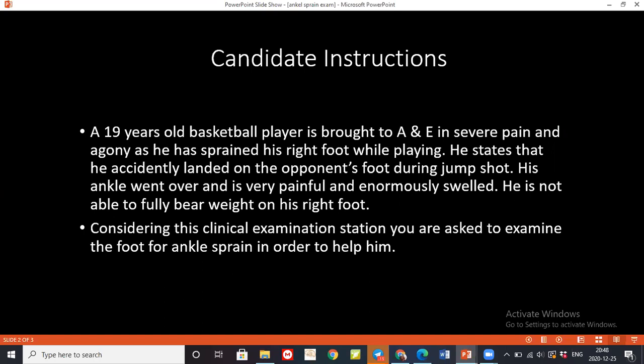Good. And after that, the drawer test. If it is going forward, it will be posterior. If it is going easily posterior, then it will be the anterior ligament.